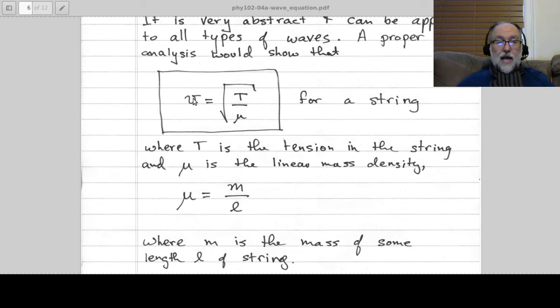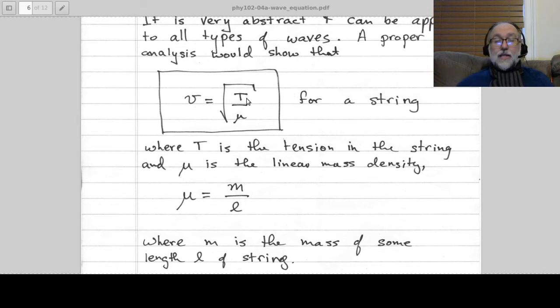And so the velocity here has the equation square root of the tension divided by mu for a string, where mu is going to equal the mass per unit length, in other words, the linear mass density. And this is exactly the equation that we used when we solved problems in that other lecture.